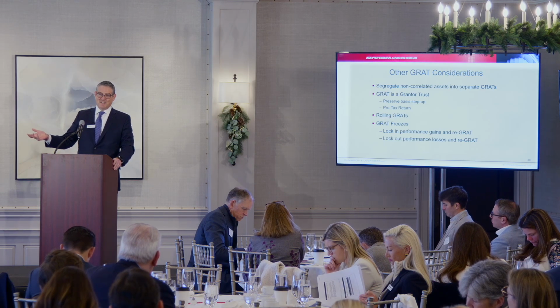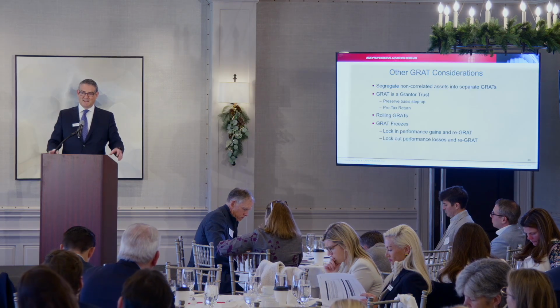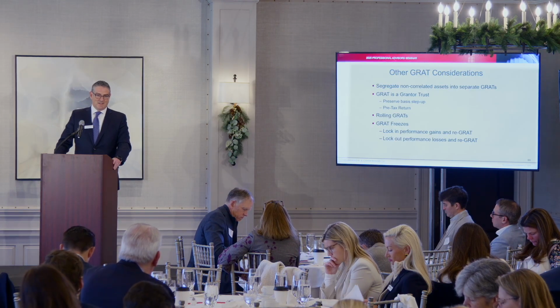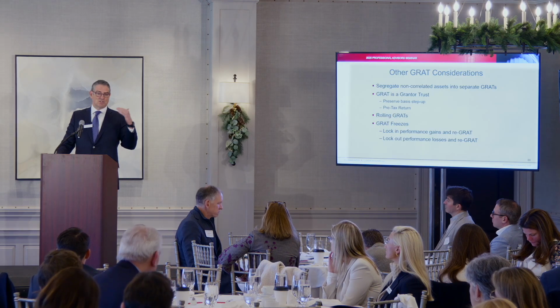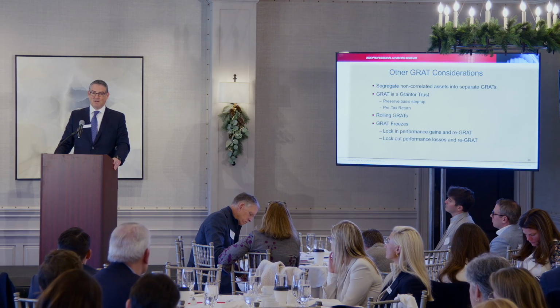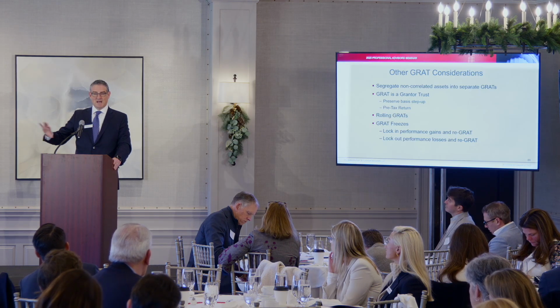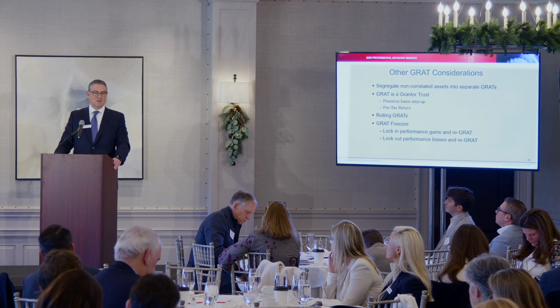If we have NVIDIA and we have, say, Johnson & Johnson, those stocks aren't going to move in concert. They're not highly correlated. And so we don't want them in the same GRAT if you have significant positions, because they might offset each other. One's up, one's down. We want the NVIDIA in one and the Johnson & Johnson in another. If they both are up, great, we're going to have two successful GRATs. But if one is up and one is down, they won't offset each other. And we can capture all of the upside of the stock that's up and not have the downside of the one that's down offset it.